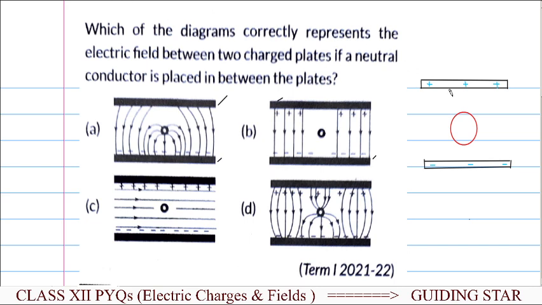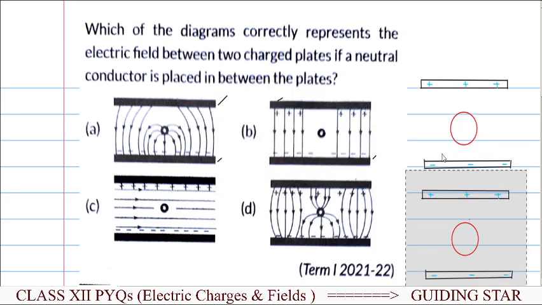Assume that there is no conductor in between the plates, suppose I simply copy this one. This is the situation. Then the field lines will be from the positively charged plate to the negatively charged plate. So this is how the field lines will look.